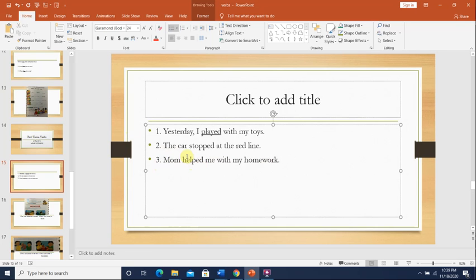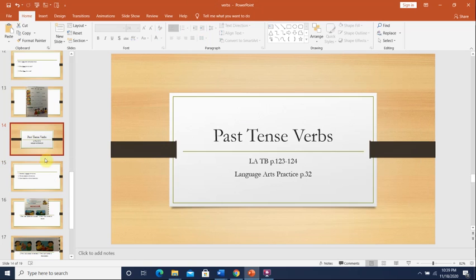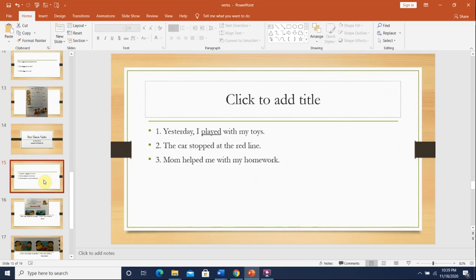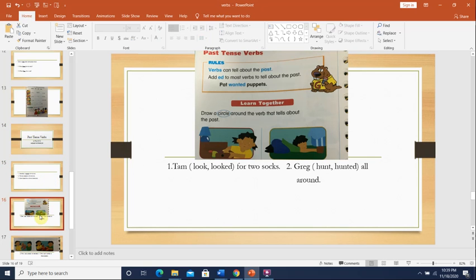All right? Okay, let's go to page 123 to see if we can answer and find the verb that happened in the past. It says past tense verb. Verbs that can tell about the past. Okay, that something already happened. We add ed to the verbs to tell about the past. Okay, again, what's the meaning of past? Something that happened already.